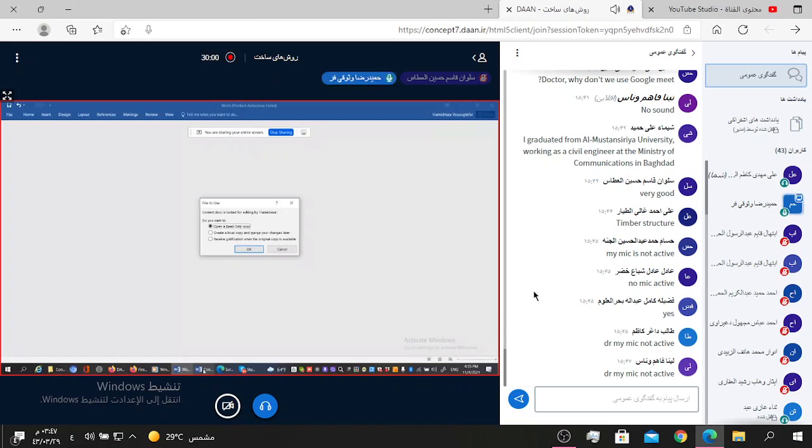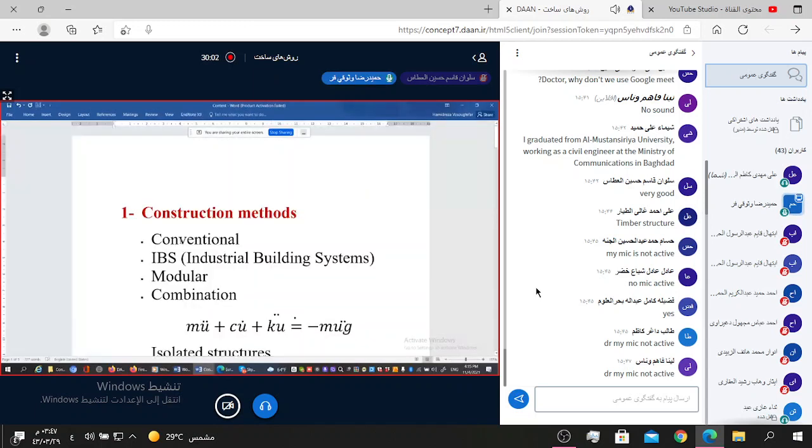But these are the conventional or existing or current structures in a country. We have another project with the IBS system, industrial building system. The construction method of the industrial building system is very different from the conventional structure.